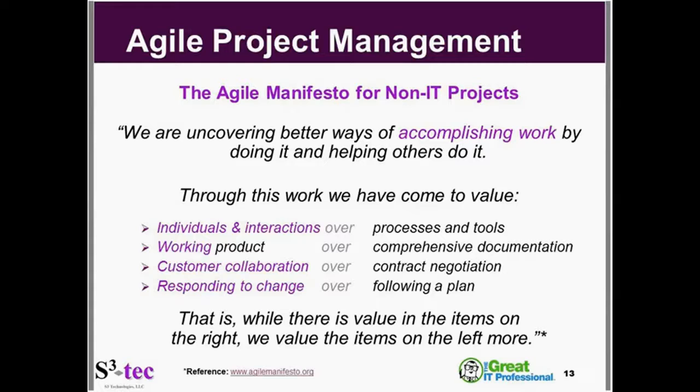And next, we have responding to change over following a plan. That does not mean we don't have a plan. That doesn't mean we never have a plan. It doesn't mean we don't have requirements. It doesn't mean that we don't think about what we're going to do and try to plan things out, because even in Agile, any type of project management, you're going to need to have a plan. In Agile, we like to keep those plans really small, like a week to 4 weeks. The reason for that is that if we only plan over the short term, we're much more able to respond to change over the long term.